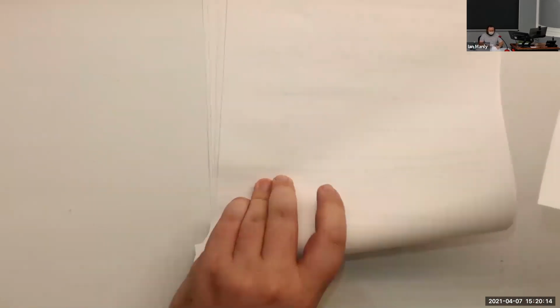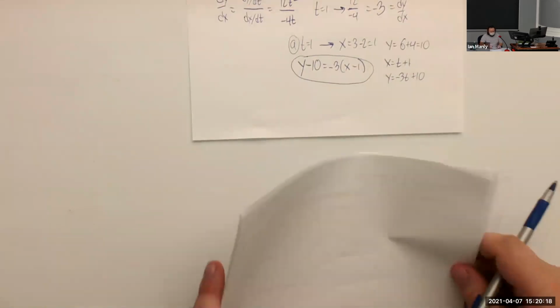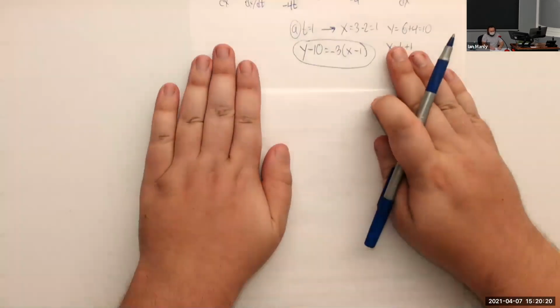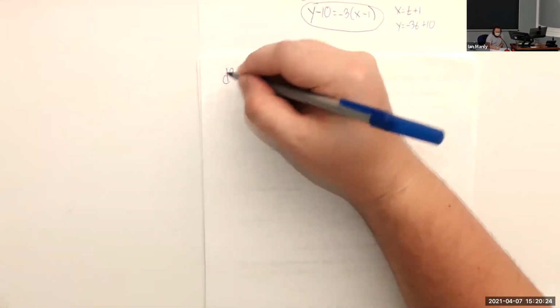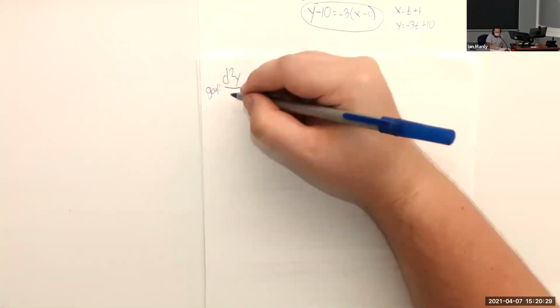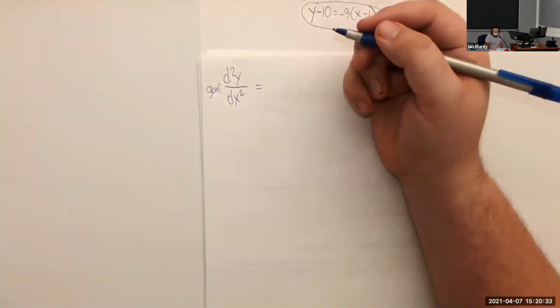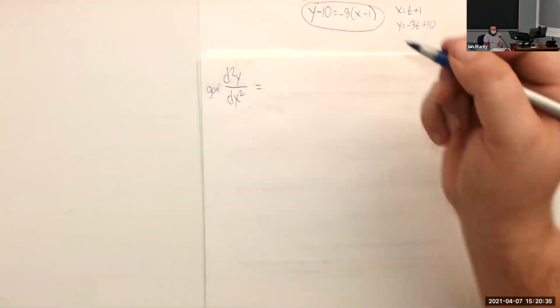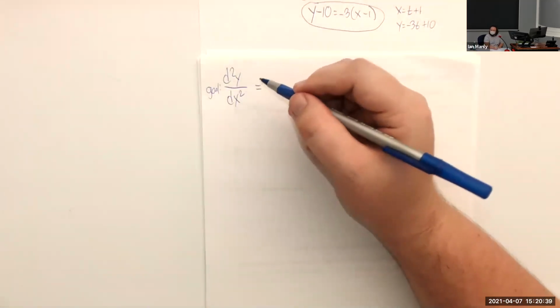All right, so let's go ahead and figure out what our second derivative is. Now buckle up, because this one's going to be a bit more difficult to get than the first derivative. So our goal is to find a formula for d squared y dx squared. Okay, so this will take a second to get the formula, and then we'll go ahead and use this on an example here. So what is the second derivative?